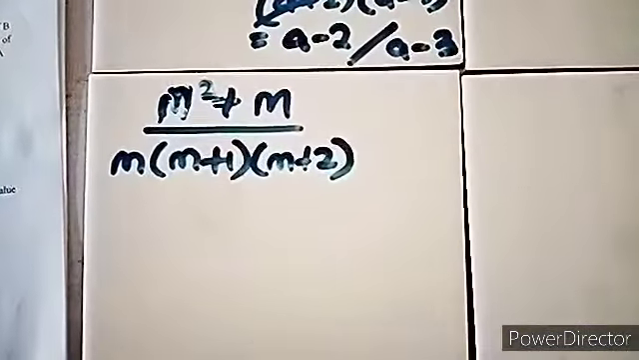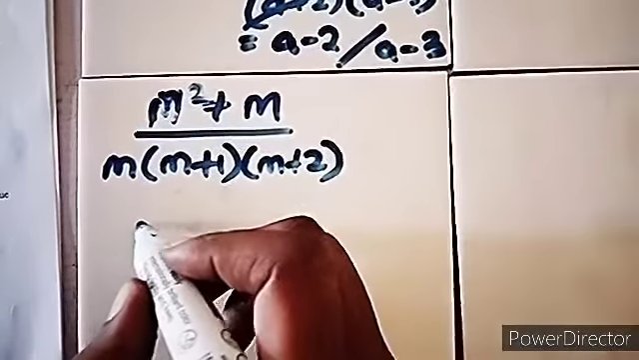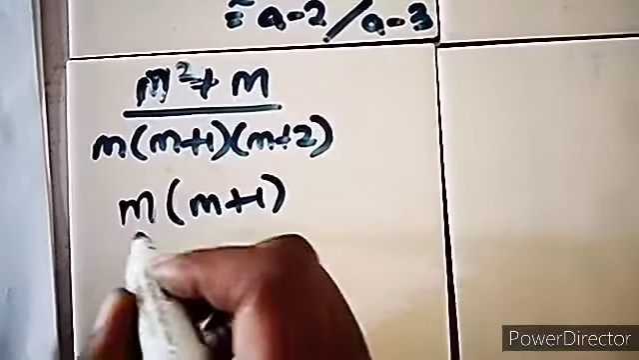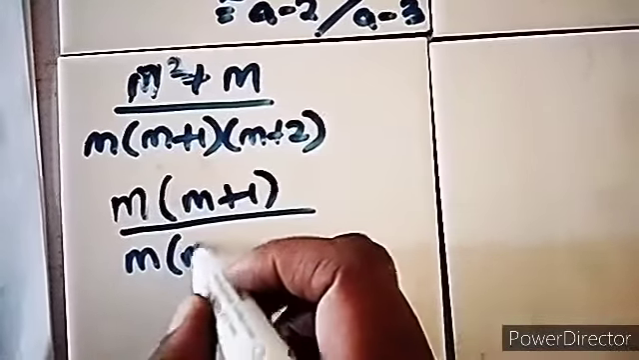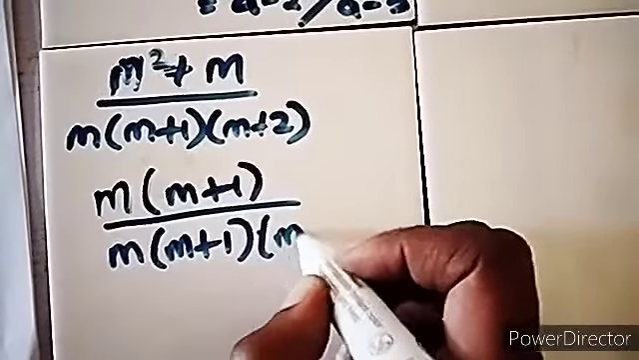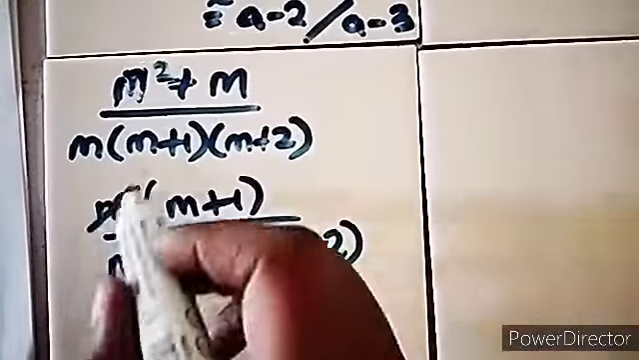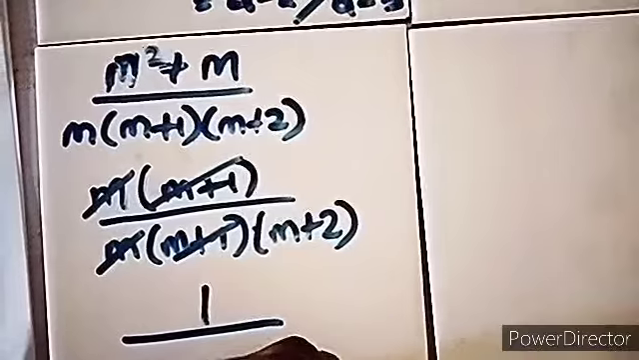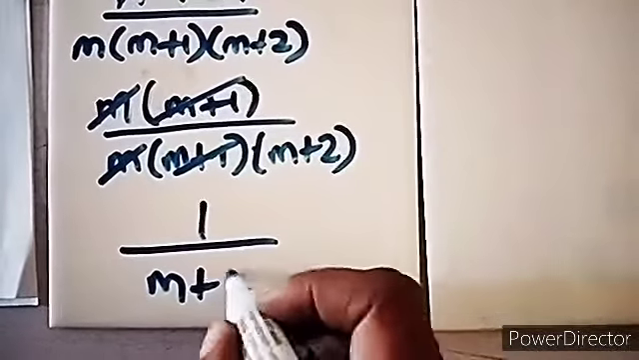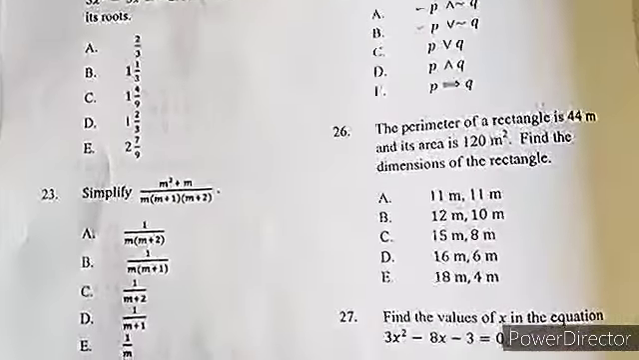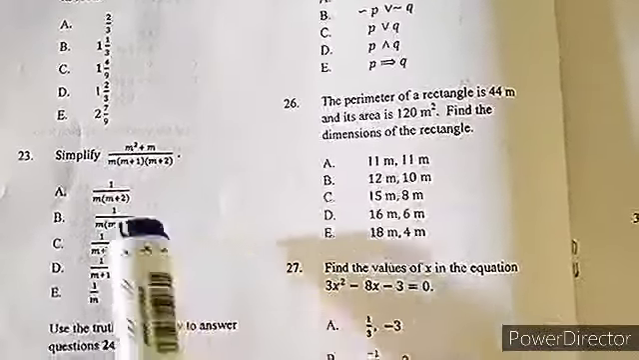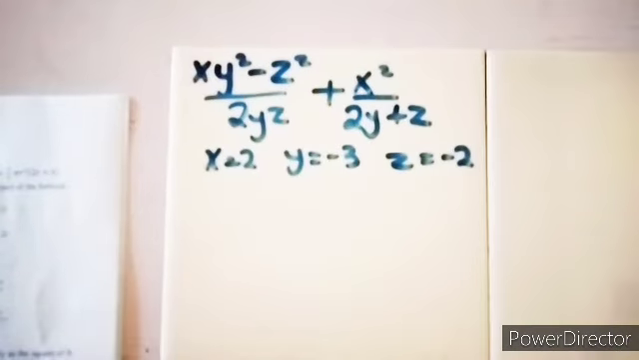So we're going to factorize the top part by bringing out m from the numerator. So write m, then open a bracket, giving us m plus 1. Closing the bracket, draw a line, we'll have m plus 1 bracket, m plus 2. And so we'll strike off the common factors in the numerator and the denominator, which will give us 1 all over m plus 2. So let's go right over to our options to find out if we got the correct answer. And then we can see that the correct answer is C.